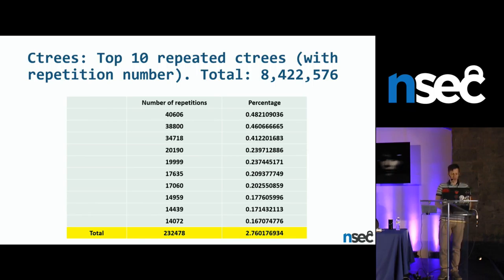This is the information on the top 10 repeated ctrees. In total, we have 8 million ctrees dumped and obtained from the samples. Some ctrees are very frequent. We had 40,000 ctrees, which is 0.4%, and the most frequent one is 14,000.